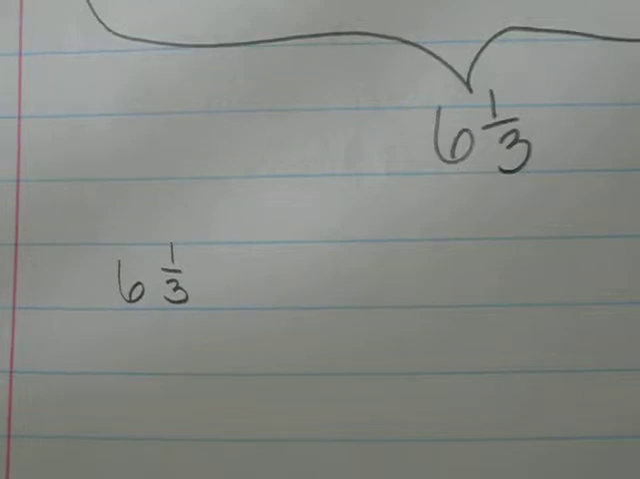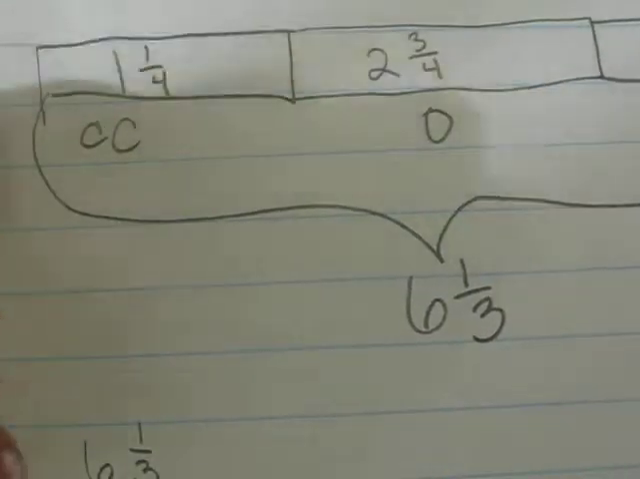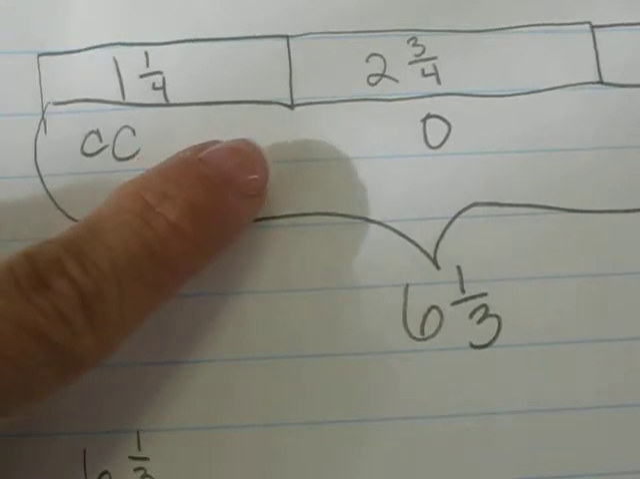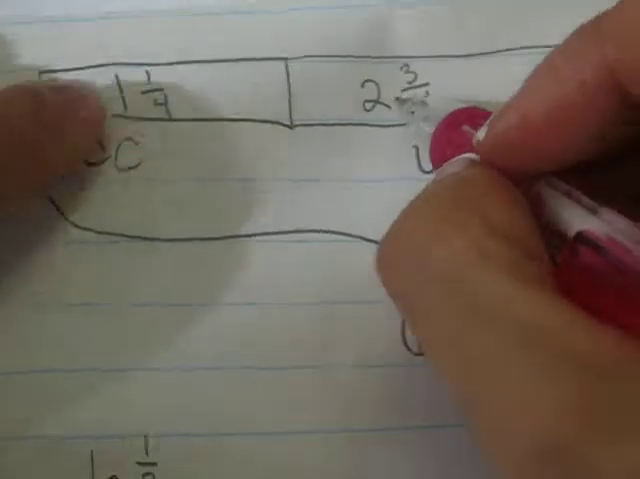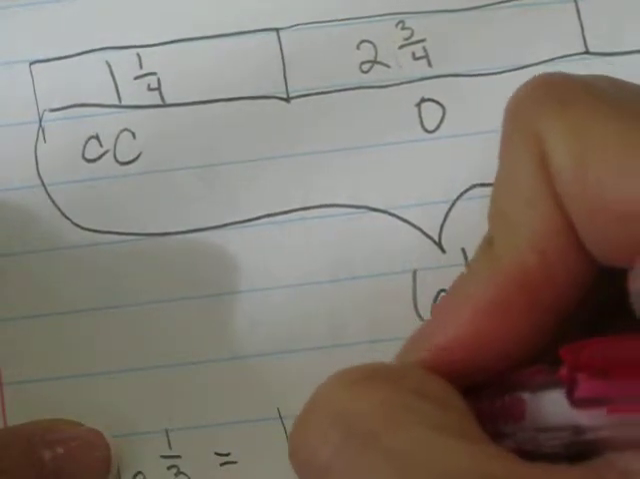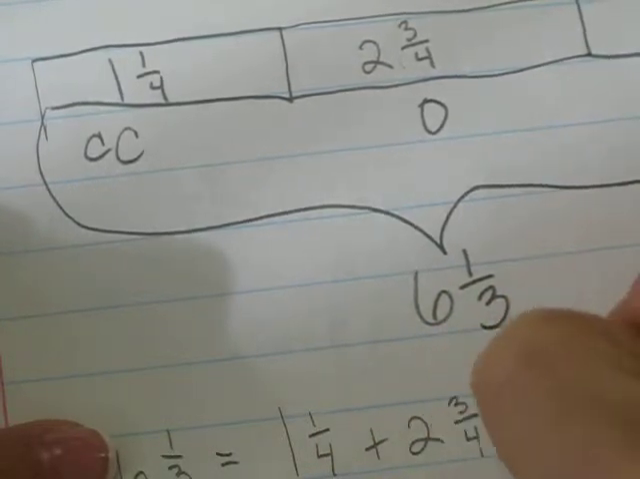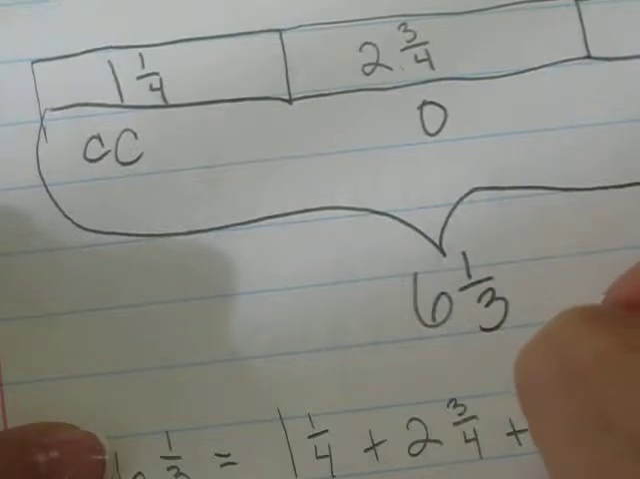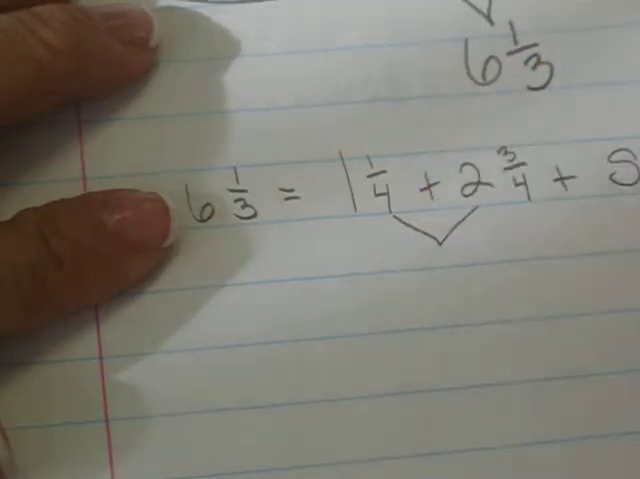Okay. And I know that chocolate chip and oatmeal are these two. But I know that chocolate chip plus my oatmeal plus my sugar cookies, which I don't know yet, is going to give me my 6 1/3. So I can add these up first.